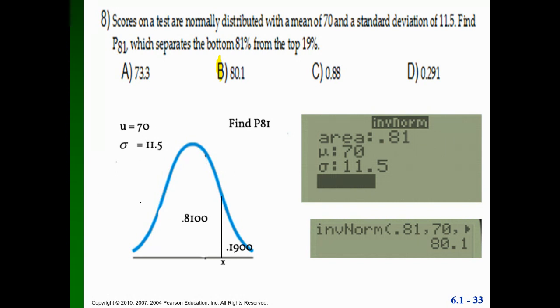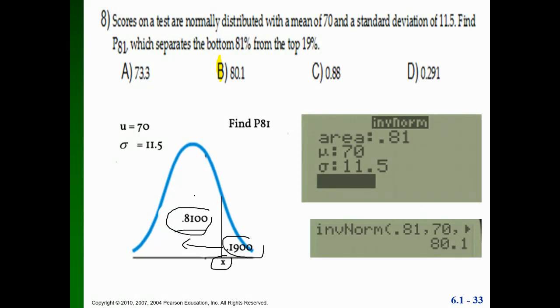We want the score that separates P81, the bottom 81, bottom to the left, from the remaining 19% that did better than you. You did better than 81%. The area that's associated with this is to the left. You know because you labeled the bell curve that you drew to start the problem. I wouldn't even read the problem first. I draw the bell curve first, and as I'm reading, I fill in my bell curve.